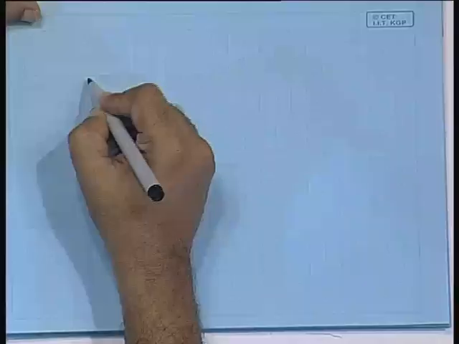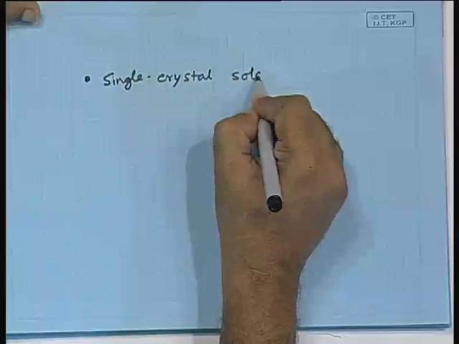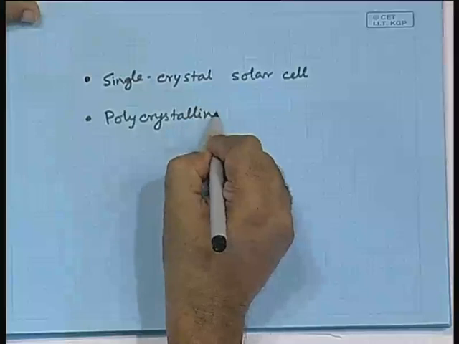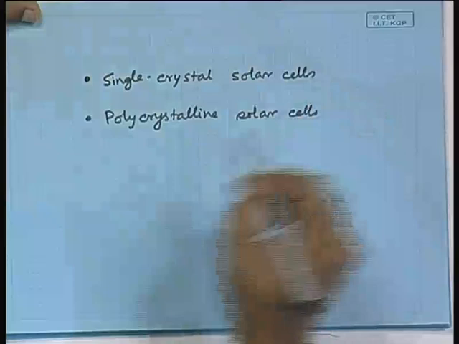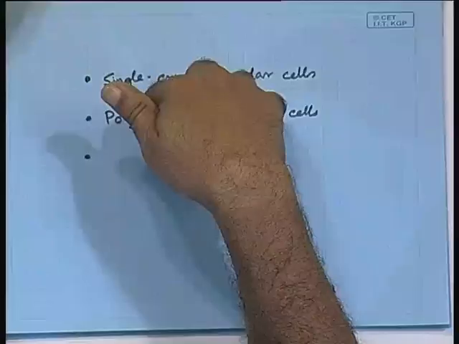Number one, the single crystal, and polycrystalline. Polycrystalline means there is a crystal structure, but the whole thing is not made of one single crystal. So, that is the polycrystalline solar cells. For example, in India the Tata BP Solar, that company manufactures the polycrystalline solar cells, while BHEL, CEL and companies like that produce single crystalline solar cells.